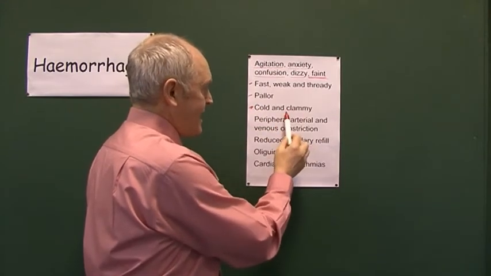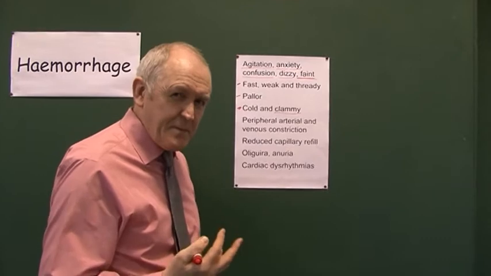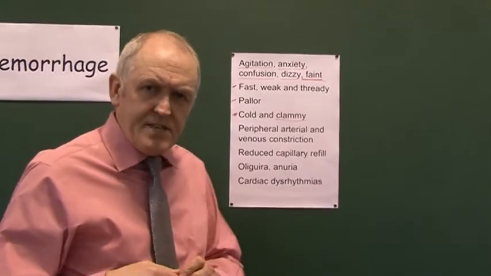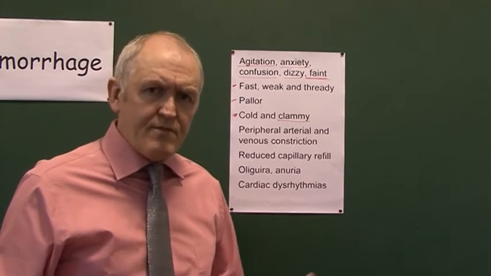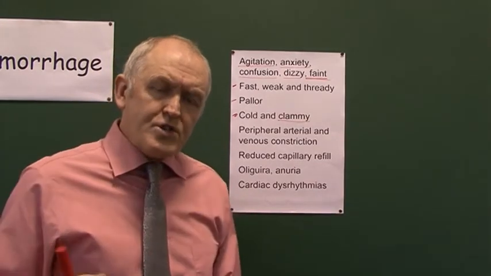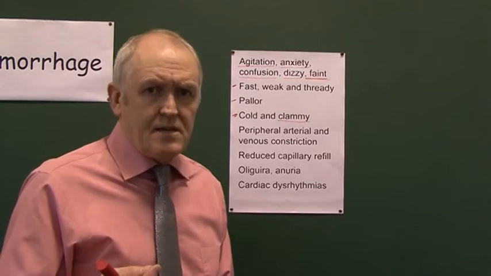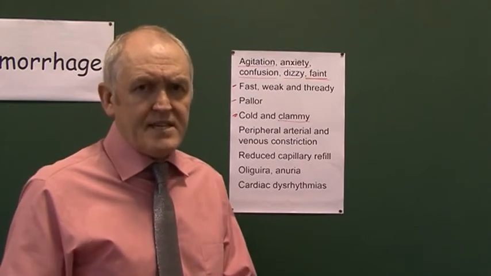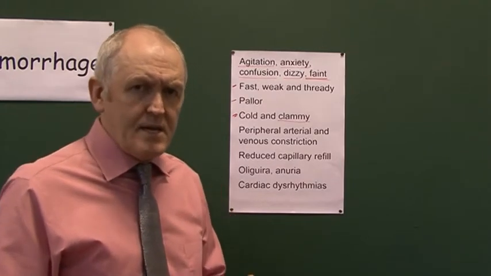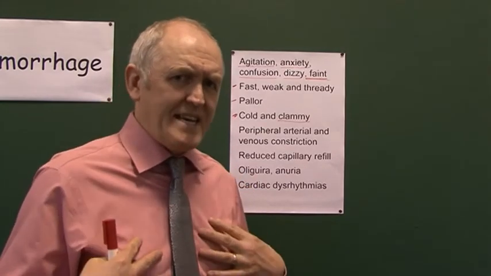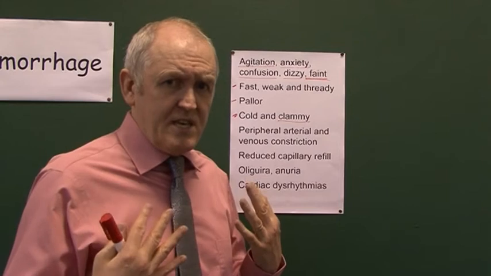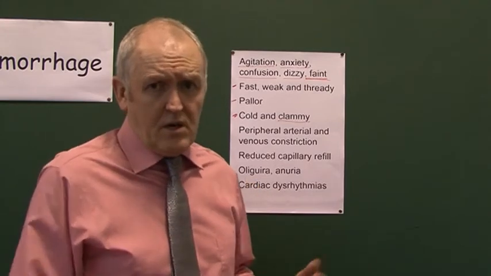Now, a lot of patients are clammy, like sweaty. The reason for this is that the sympathetic innervation, which causes the peripheral vasoconstriction, also stimulates the sweat glands and gives a cold sweat. So cold and clammy is the typical presentation. The patient feels very sweaty, but it's a cold sweat because the surface of the skin is cold. That's why we call it a cold sweat.